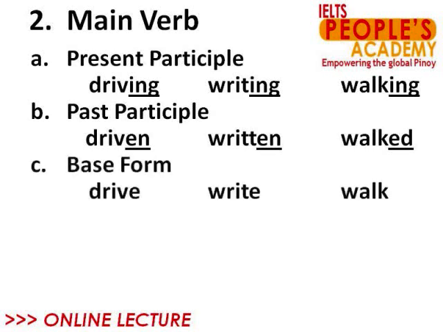Letter C is called the base form, and from the term itself, base form, it serves as the origin of all the other words, present participle or past participle. So it basically serves as a root word. So the root word for driven and driving would be the word drive. For writing and written, the base form is write.